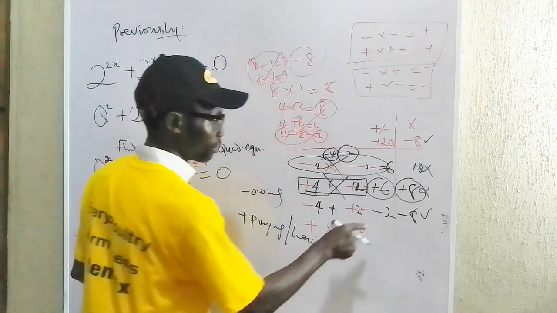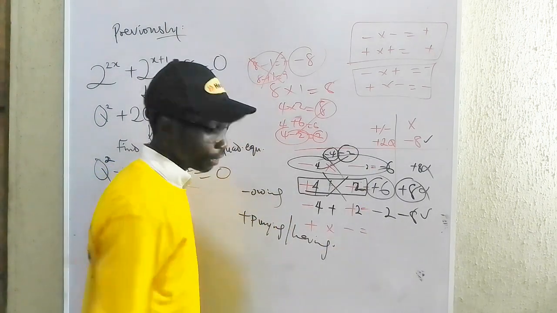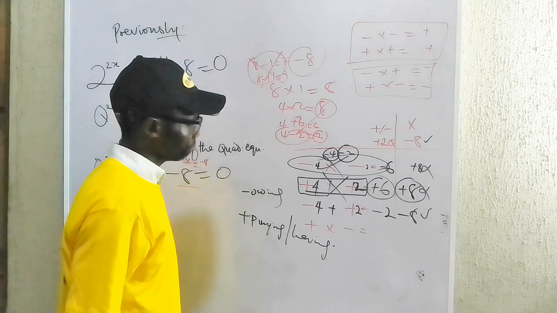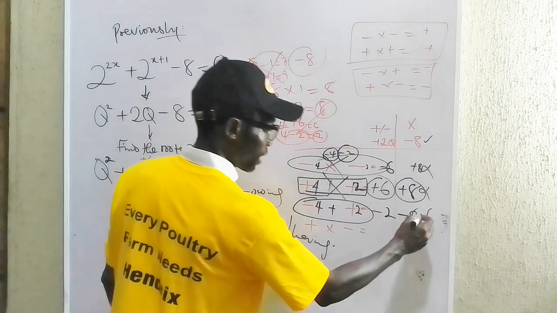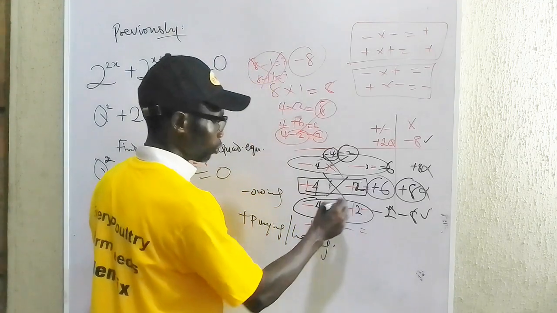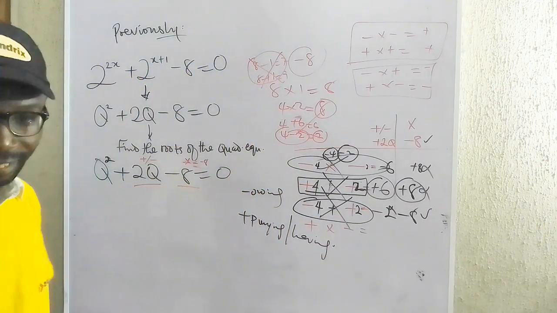So what we have here is minus 2. But what we need is plus 2. That means this won't work. This combination 2 did not work. It tried here but it failed here. So this combination is wrong. Now let's do the last.